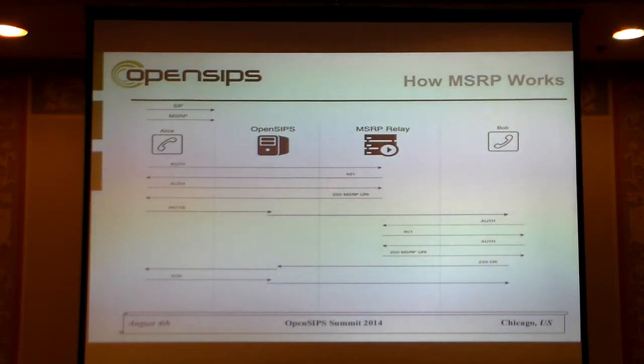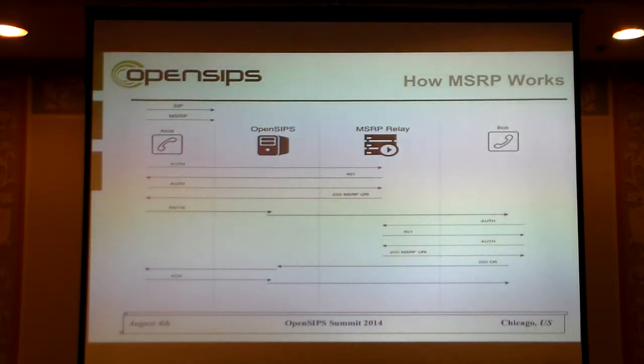It will obviously receive a 401 and provide the credentials, and the MSRP relay will give him an MSRP URI where he can be contacted for future sessions. And then what the Alice phone will do, it will just take that MSRP URI and put it in the SDP of the invite. And it will send it to the proxy, and the proxy will relay it to Bob.